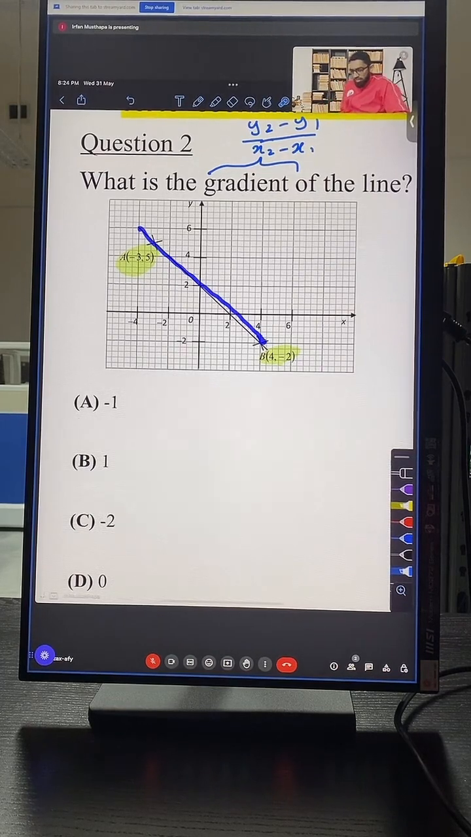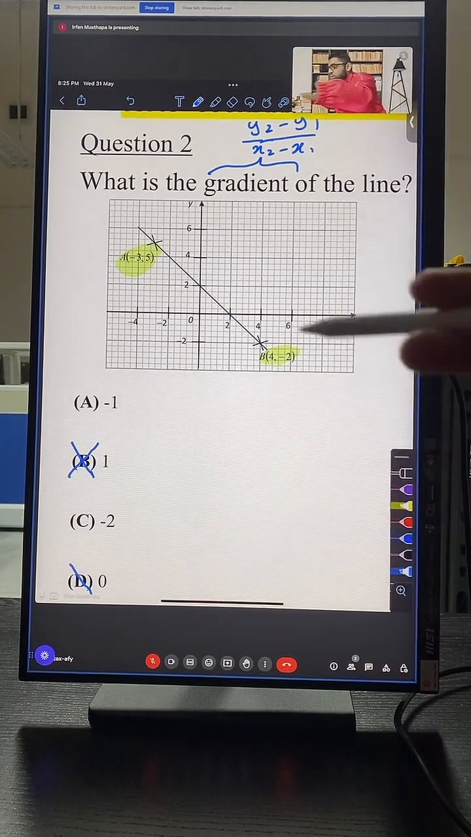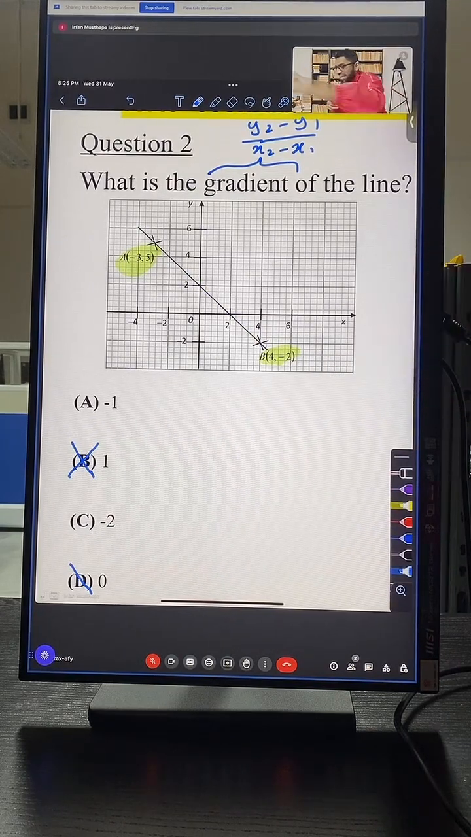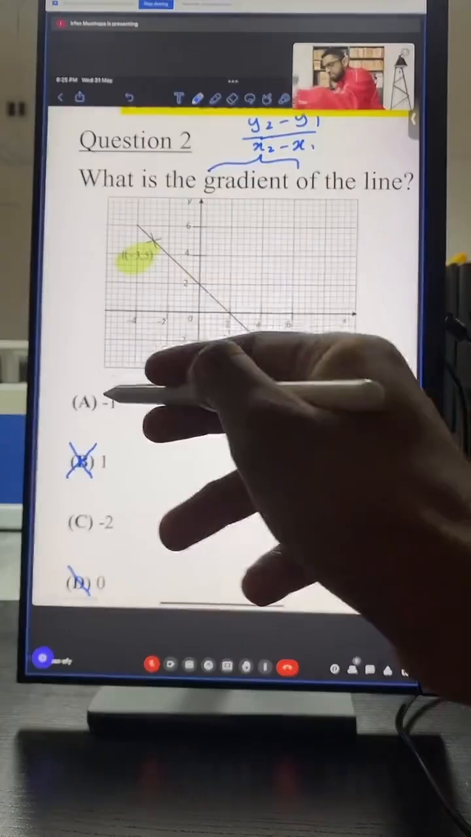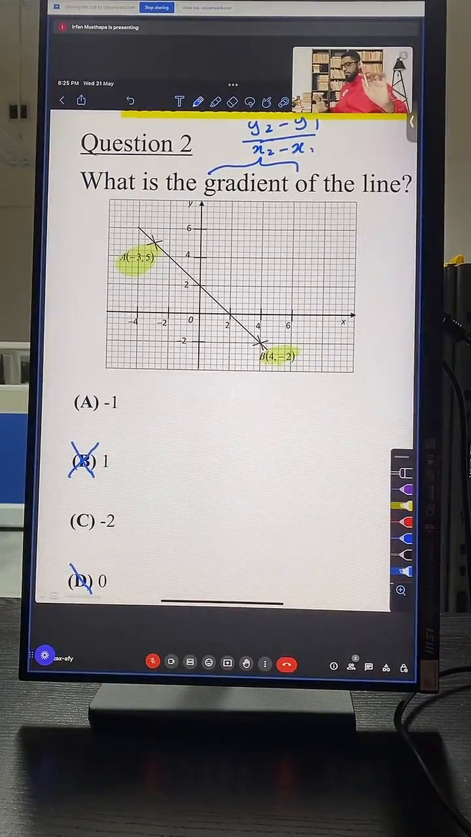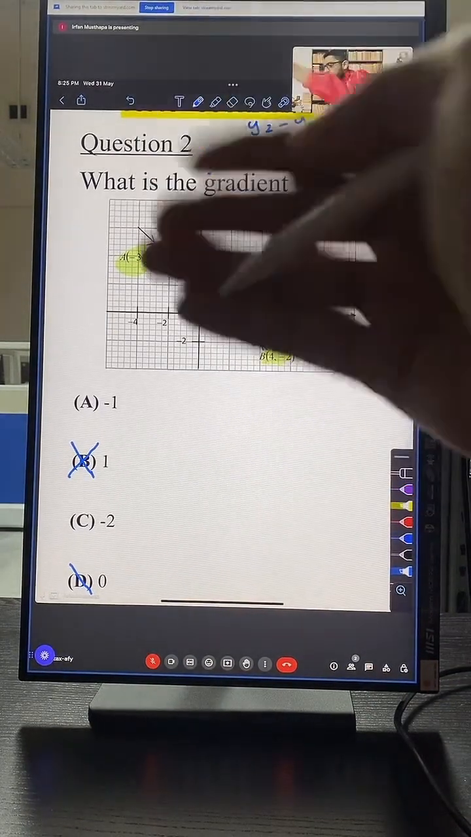So, what does that mean? That means that these two options are out. Please don't waste time with these two options. B and D completely don't make any sense. So your focus should be either -1 or -2, that's all. So how do I solve this for the gradient of these 2 points here?